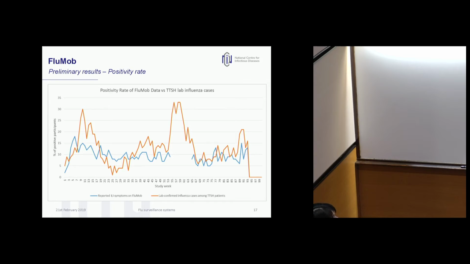And the blue line is the line that our participants reported influenza-like symptoms. As you can see, we don't have any statistical tests, but you do see similar trends. But this glitch here would have been interesting for us if the glitch didn't happen, because we would be curious to see if there is a big jump here with the reporting.